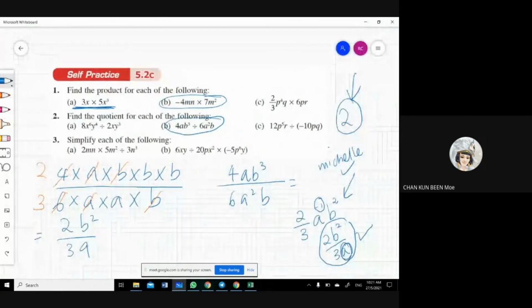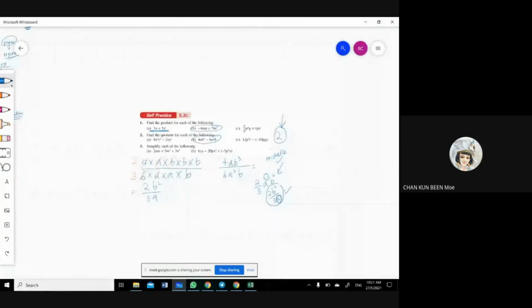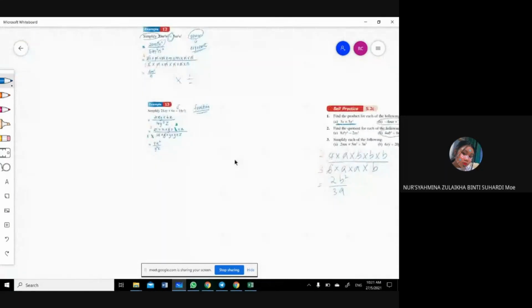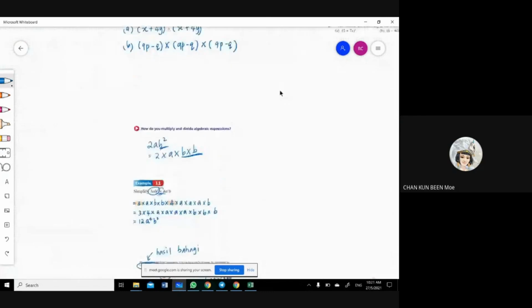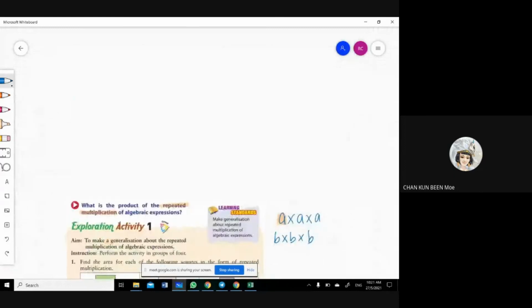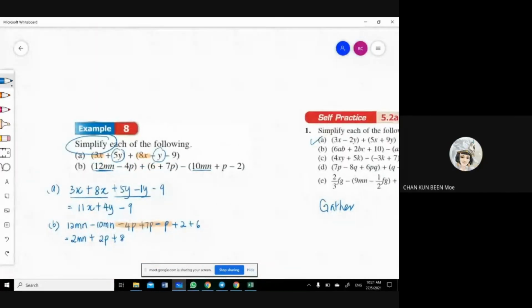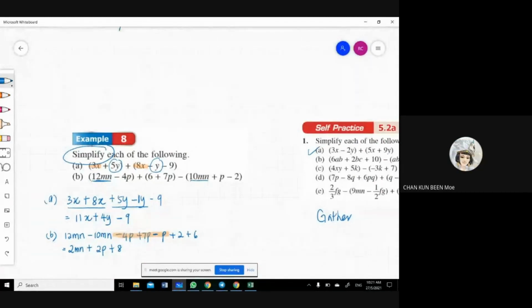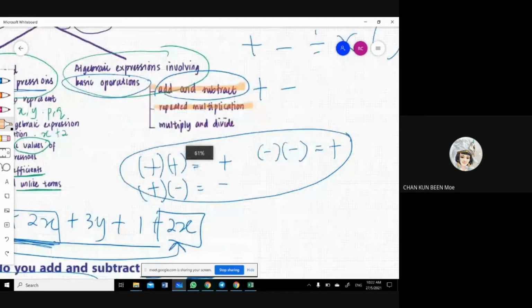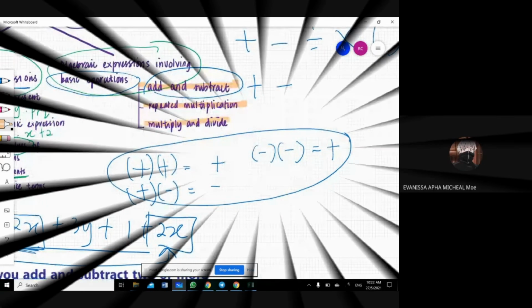Do you still remember what you learned? Can you summarize everything? First, what did you learn? Let's scroll back. This is the earliest one. Right. Algebraic expression. You have to simplify it, add and subtract. Okay, so this is the one we learn to add and subtract. Second, you learn the repeated multiplication. And the last one, you learn how to multiply and divide.